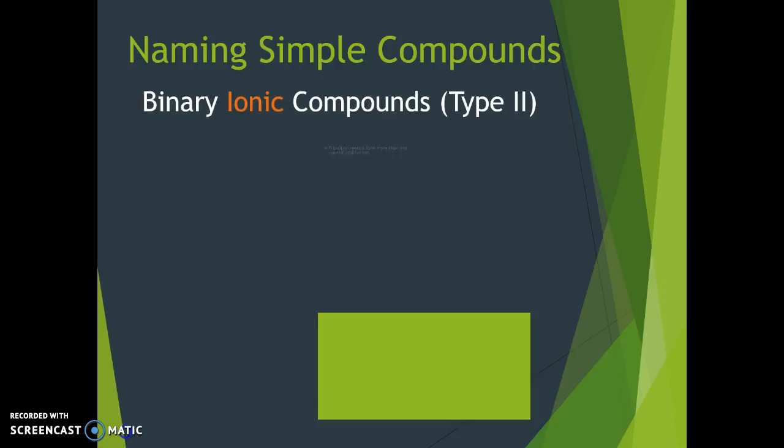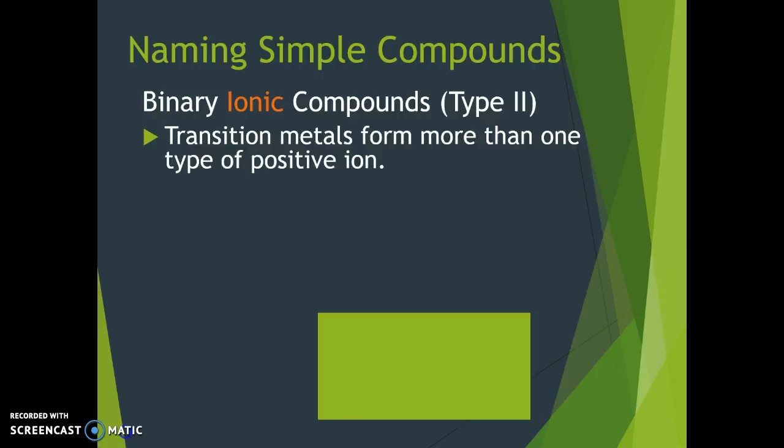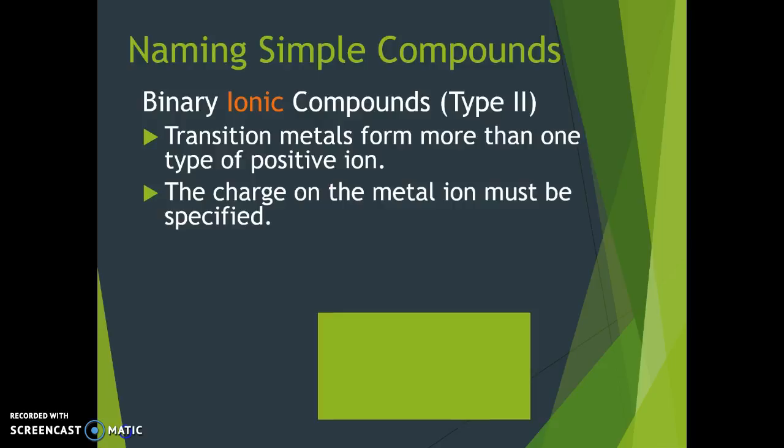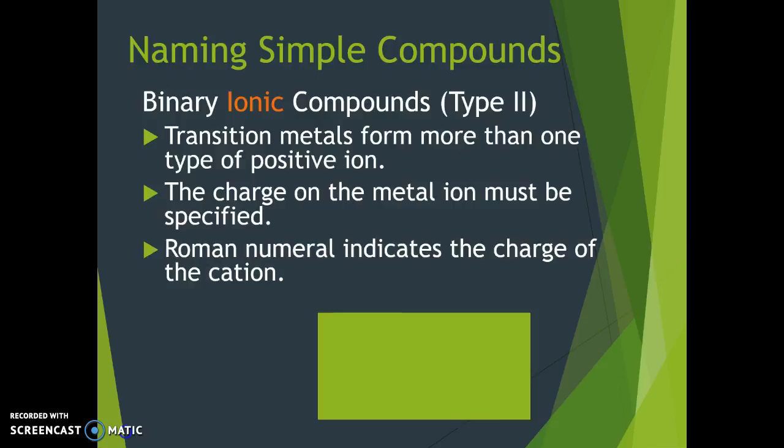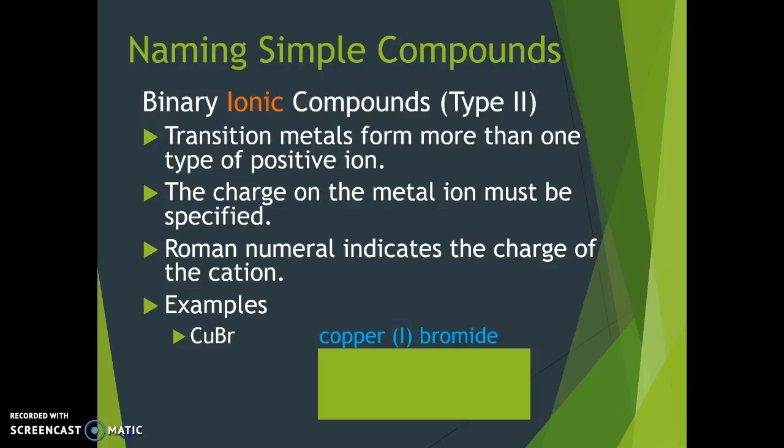The second type of ionic compounds contain transition metals, which can form more than one type of positive ion. So we need to specify the charge on the metal by using a Roman numeral in the name. For example, copper bromide contains copper, which can have more than one charge. Since the bromine always has a -1 charge and is bonded to the copper in a 1-to-1 ratio, the copper must also have a +1 charge. So this would be correctly named copper(I) bromide.